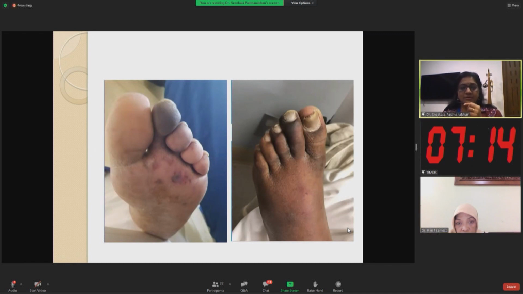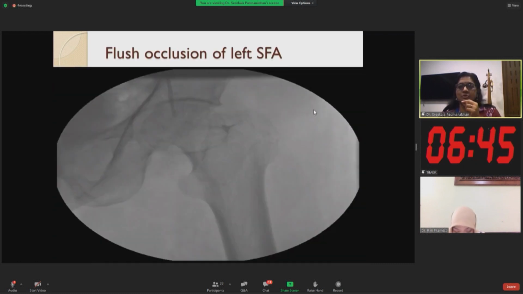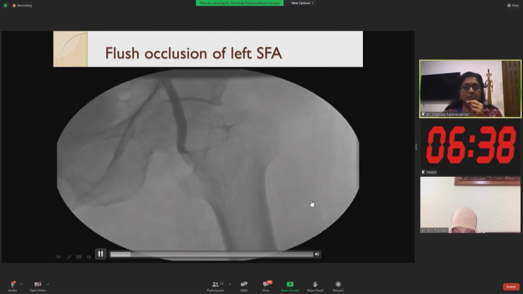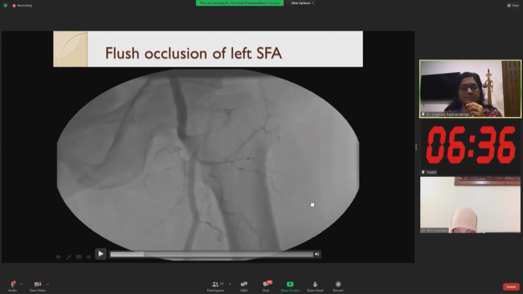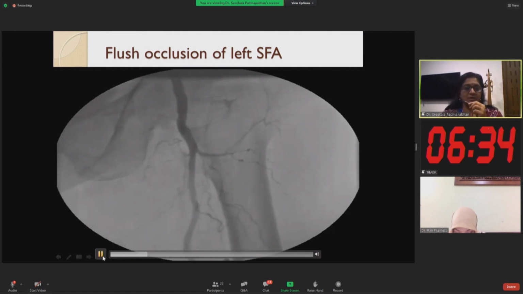So today I would like to share a case of critical limb ischemia. This is the story of a 92-year-old lady who presented with critical limb ischemia of the lower limb.